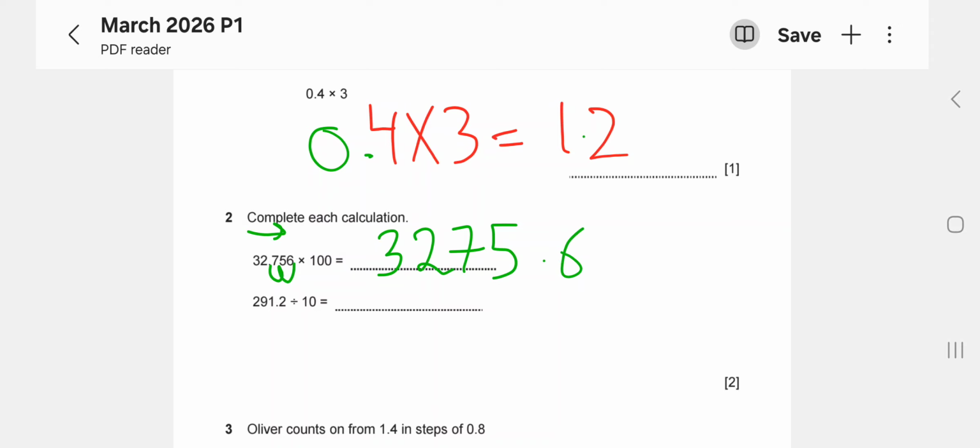291.2 divided by 10. When we divide by a 10, we have only one 0. So the decimal point will move to the left only one step. So the answer will be 29.12.